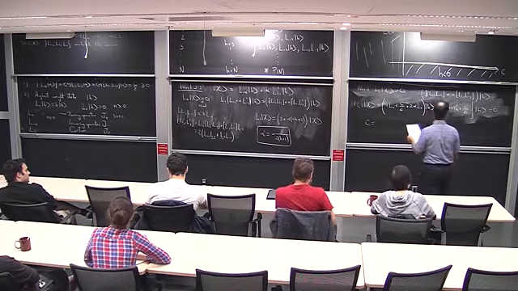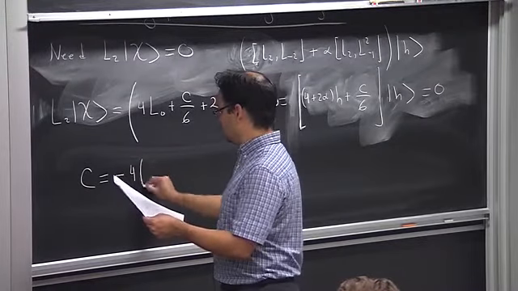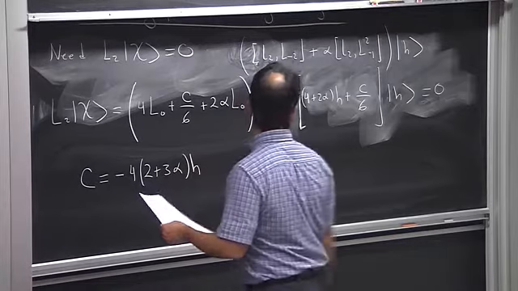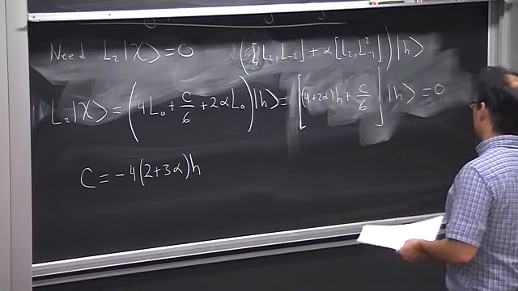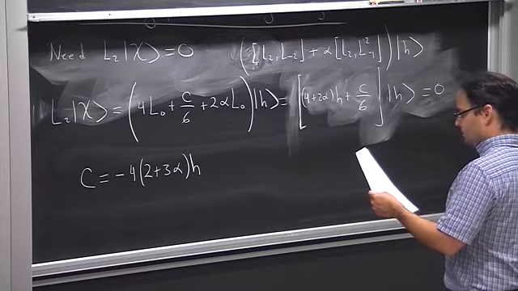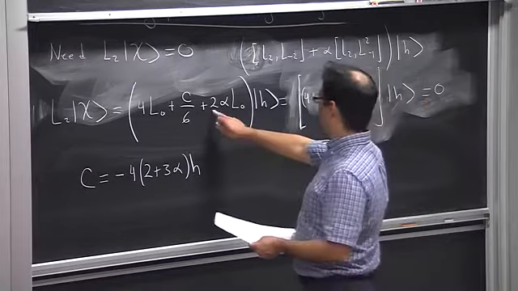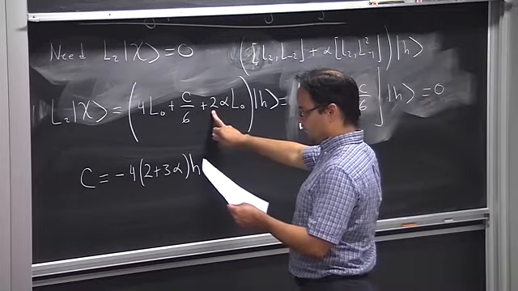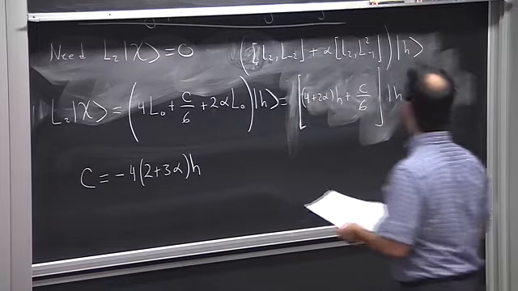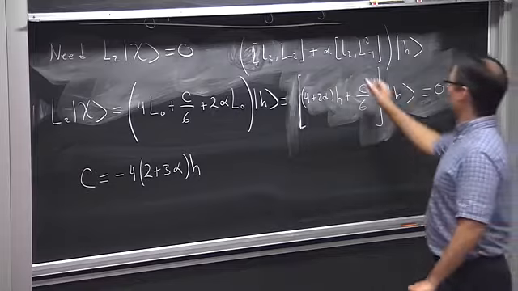So the point is that from here, I should be able to derive that C has to be 4 times (2 + 3 alpha) times h. But it doesn't look like that. So probably I made a mistake here. Okay, well, let's figure that out.